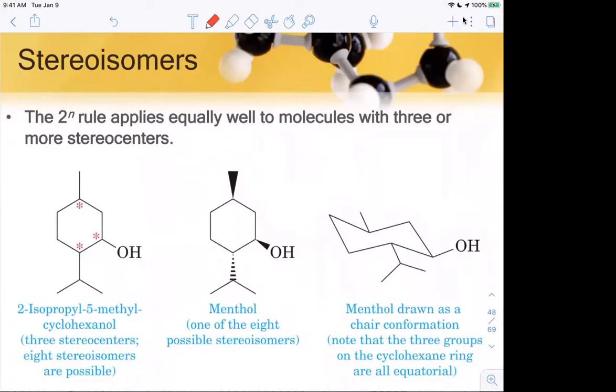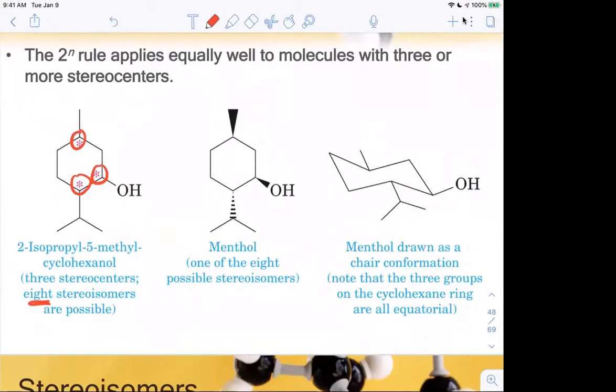So this 2^n rule applies equally well when I have 3 or more stereocenters. Here I have 3 stereocenters. I could get a potential of 8. Menthol is one of those 8, and there's a couple different ways. We learned about how I could take that and draw the chair configuration. So these are actually equivalent structures, I just have one in the chair, and this is going to be the more stable chair because notice that all of the three groups are equatorial.